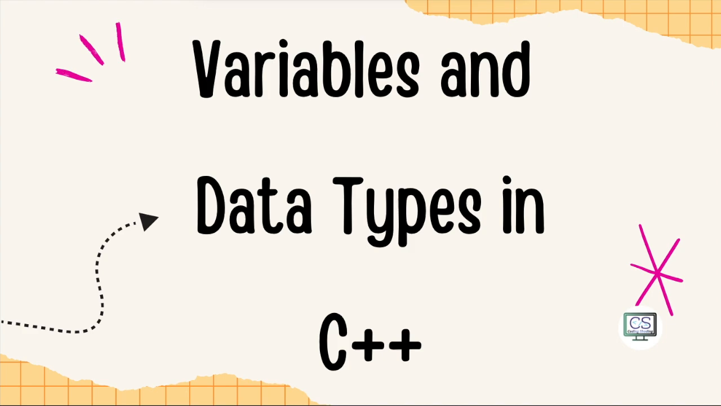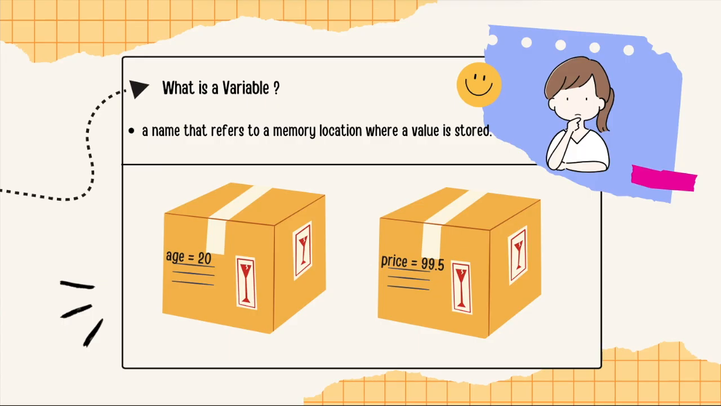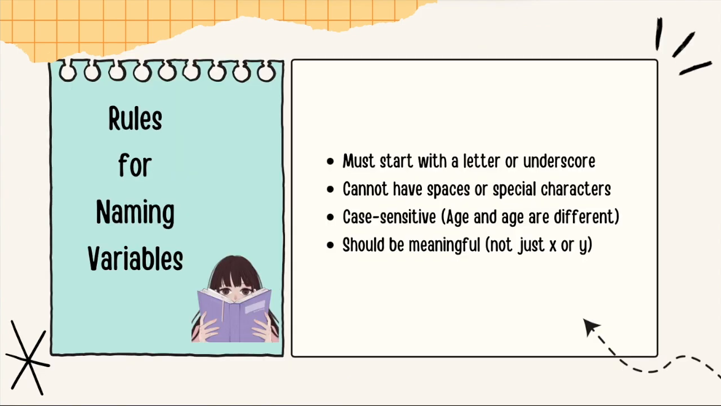Welcome back. In this lesson, we will talk about one of the most important concepts in programming, variables and data types. Think of variables as little boxes in your computer's memory where you can store information. A variable is a name that refers to a memory location where a value is stored. For example, if I want to store someone's age, I can put it inside a box, that is, a variable here.